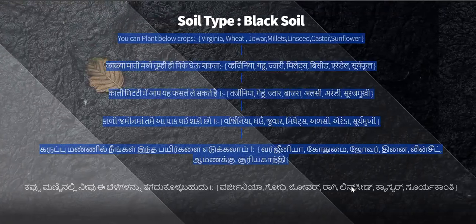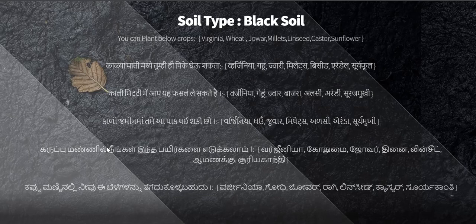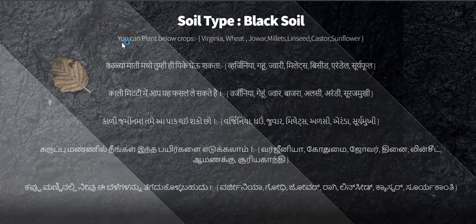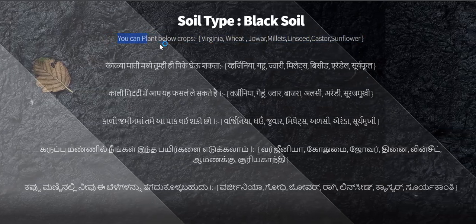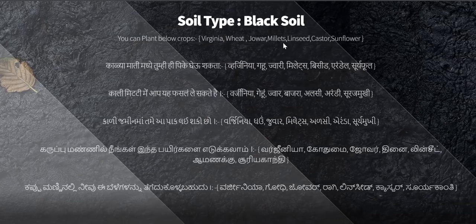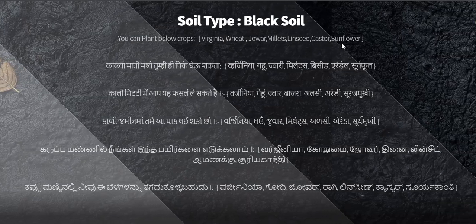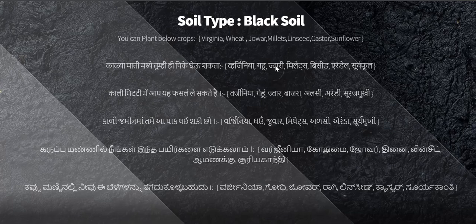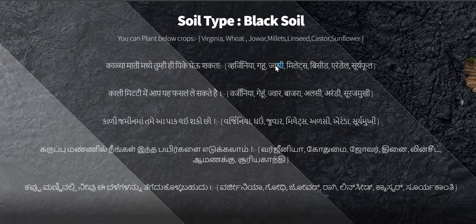It has given us the recommendation in different languages. Let's read it in English. You can plant crops like Virginia tobacco, wheat, jowar, millets, castor, sunflower, etc. So this is one feature of the application.